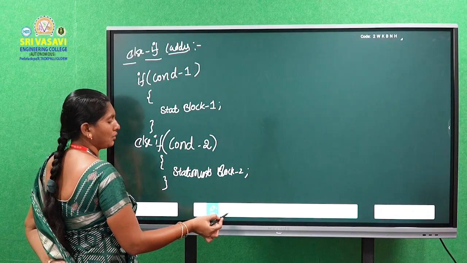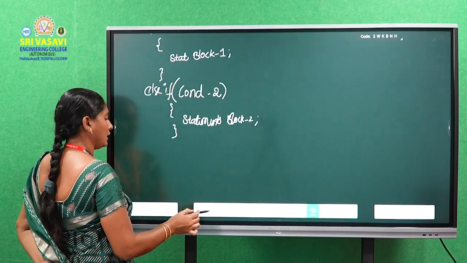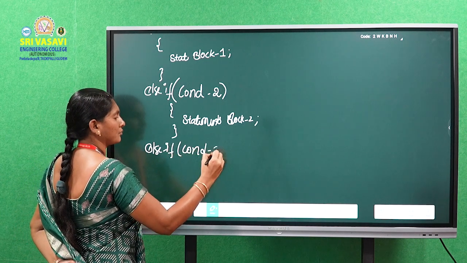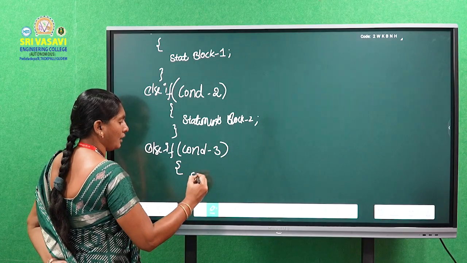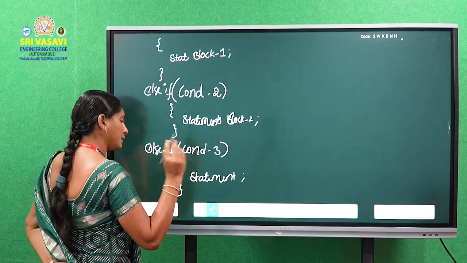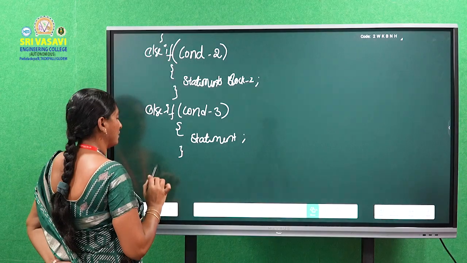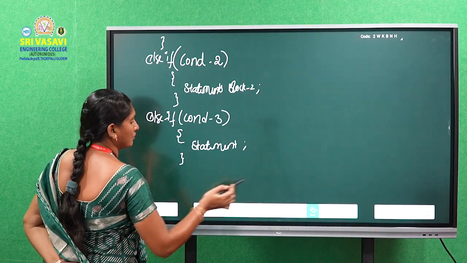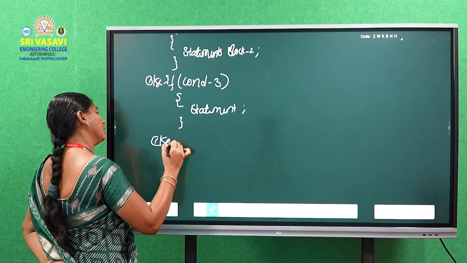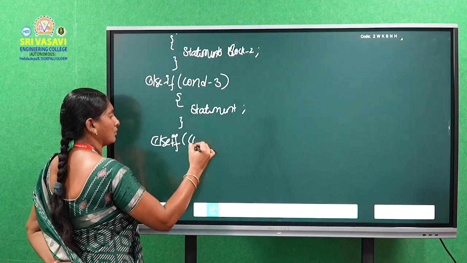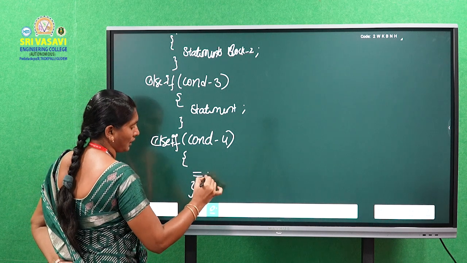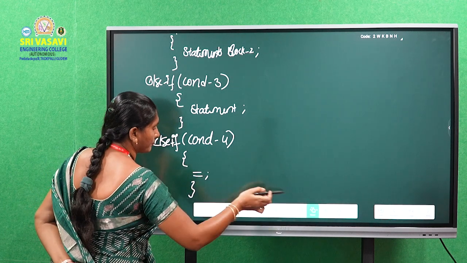Suppose this condition also fails, then I will check another condition and I will execute the corresponding statements. If this condition also fails, then what will we do? Here I will check one more condition. Let us suppose that is the 4th condition, and I will execute the corresponding statements.